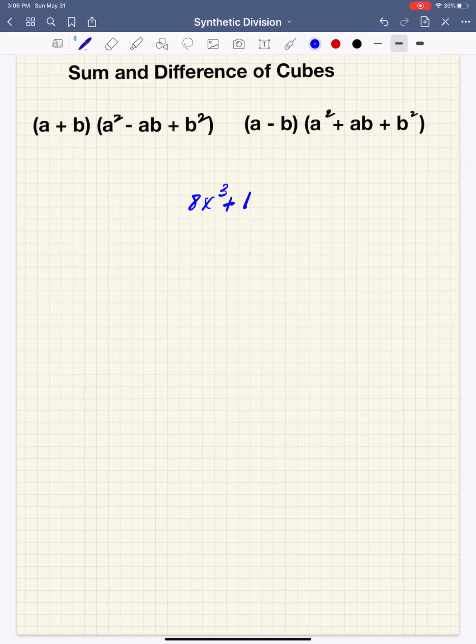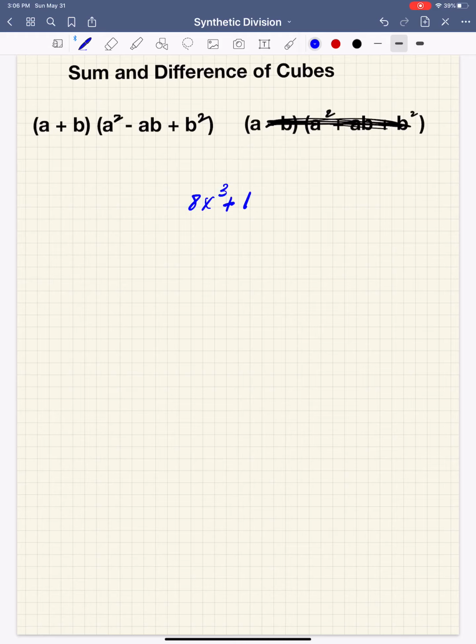Okay, sum and difference of the cubes, we're factoring again. I can see that this looks a little different than what we've been doing. First of all, we're going to use the sum formula because of the positive in the middle, 8x to the third plus 1. So right away, I'm just going to get this one out of here for a second, because we're going to use the sum formula. And so now we have a leading coefficient of 8.